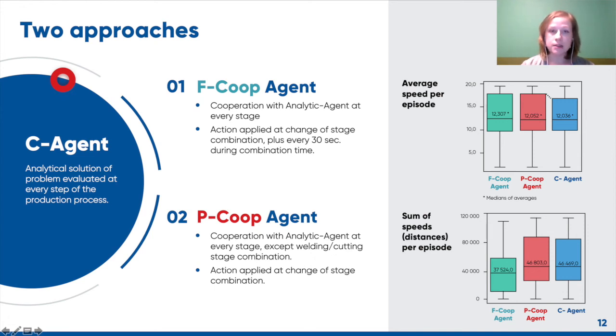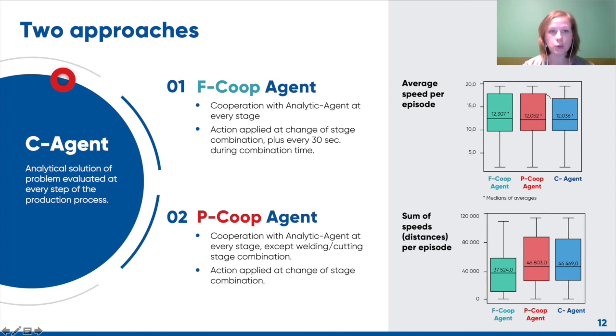On the other side, the second approach is the P-corp agent, where P-corp means partially cooperative agent. This approach supposes that the cooperation is active only for stage combinations where neither welding nor cutting stage is present. When that is the case, the two agents act simultaneously. Otherwise, the C agent is the only agent that decides what the speed will be on the next time step.